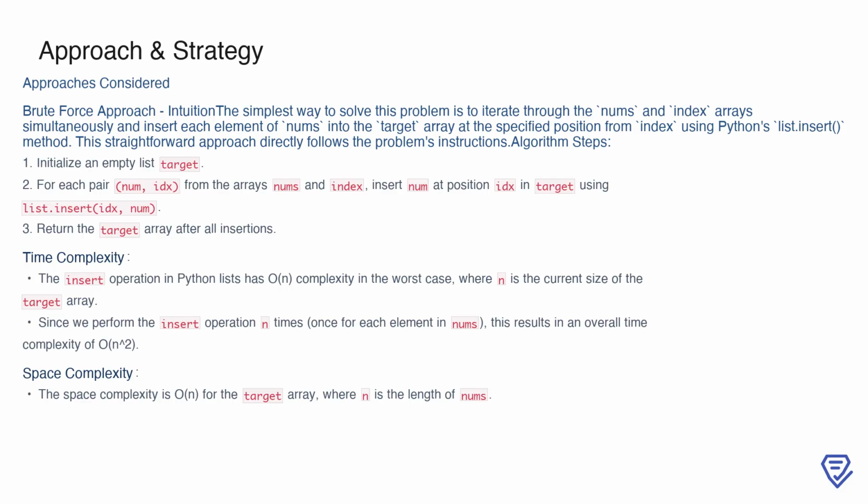Once all elements have been inserted, we simply return the target array. While this approach is intuitive and easy to implement, the main drawback lies in its efficiency. The insert operation in Python lists has a worst-case time complexity of O(n), where n is the current size of the list. Since we perform this operation for each element in nums, the overall time complexity becomes O(n squared). The space complexity, however, is relatively simple, as we only use the target array, leading to an O(n) space requirement, where n is the length of nums.